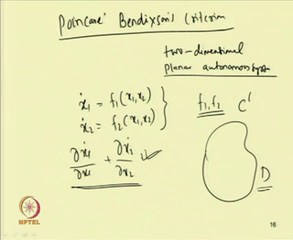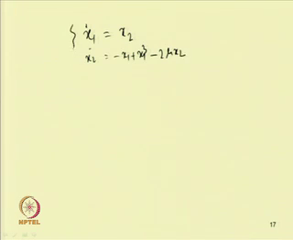So, let us take the same equation and check whether it exists or not. Let us take one example. For example, let us take x 1 dot equal to x 2 and x 2 dot equal to minus x 1 plus x 1 cube minus 2 mu x 2. If you take these two equations, then we compute del x 1 dot by del x 1 plus del x 2 dot by del x 2.